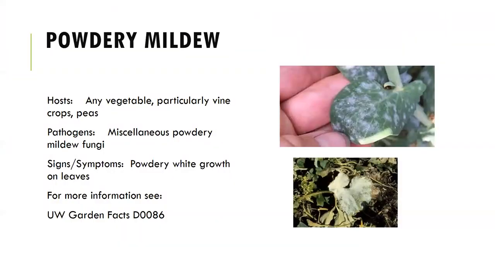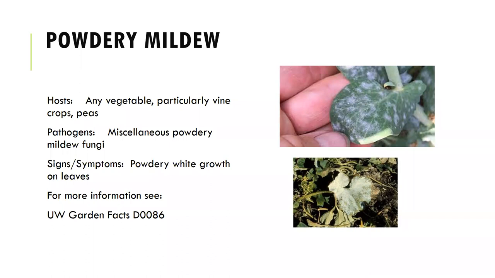So we're going to start back off with a really popular one. This is powdery mildew. This disease not only pops up in the vegetable garden, but also appears in your ornamental garden as well. You may have seen it on Monarda or Phlox before, as well as, again, in your vegetable garden.